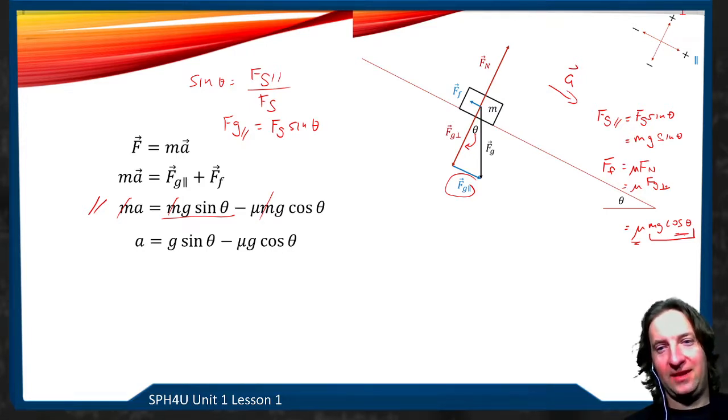So we have a equals g sine theta. And if there was no friction, that would be it. My acceleration would just be g sine theta. But my friction is going to slow us down by an amount which is going to be g cos theta multiplied by mu.